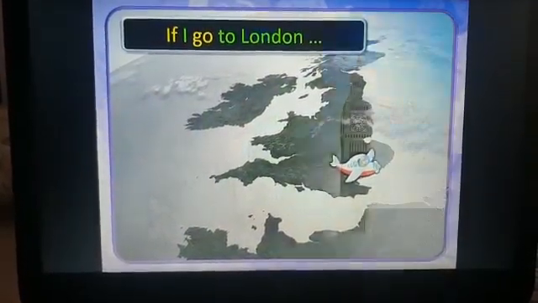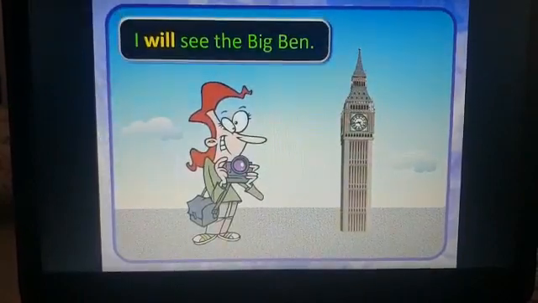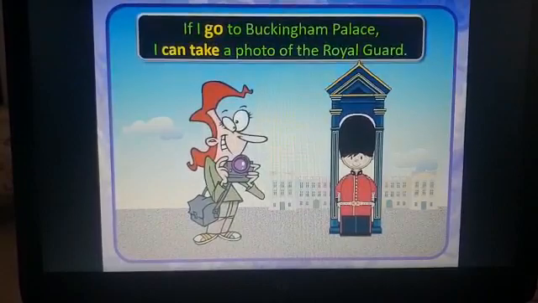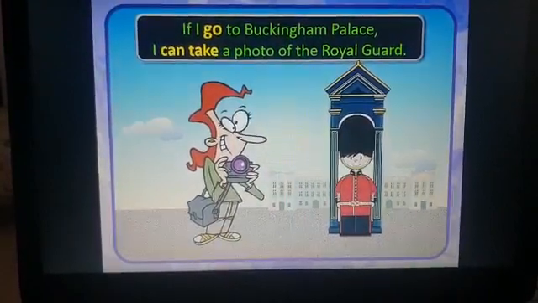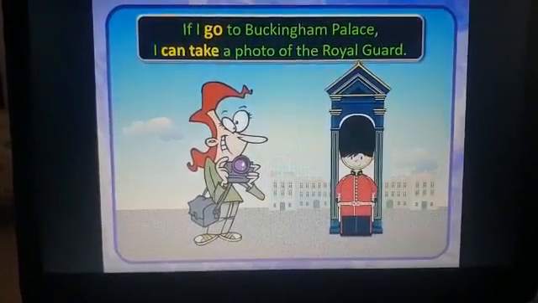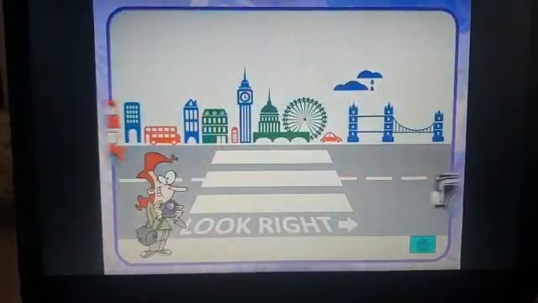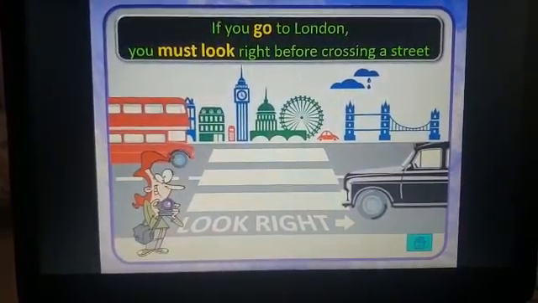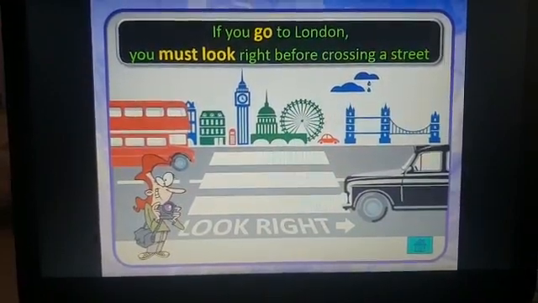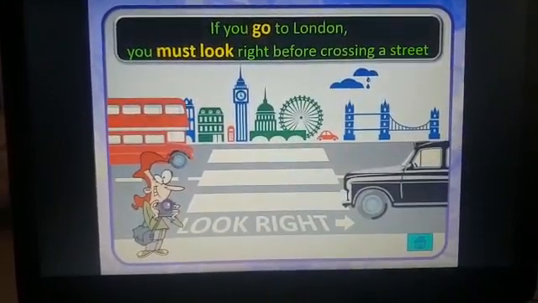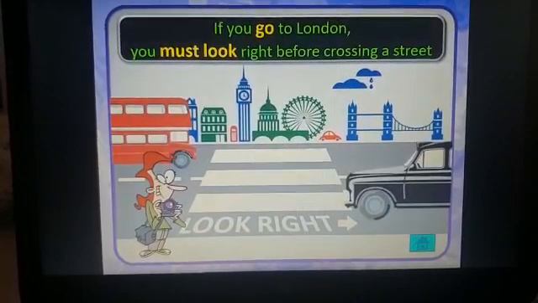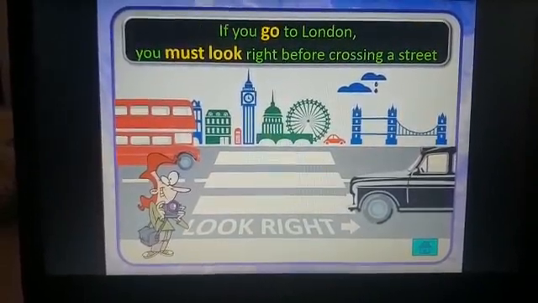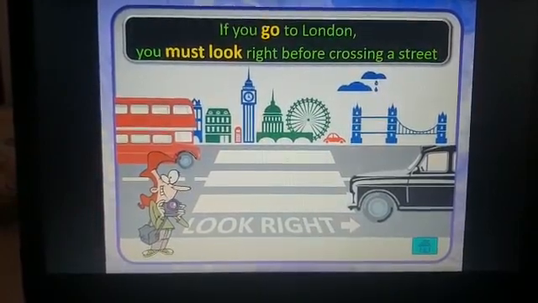If I go to London, I will see the Big Ben, right? More examples. If I go to Buckingham Palace, I can take a photo of the Royal Guard. If you go to London, you must look right before crossing a street. Although you can't see will here, they refer to the future too, right? But however, will is the most used one, the most frequently used.